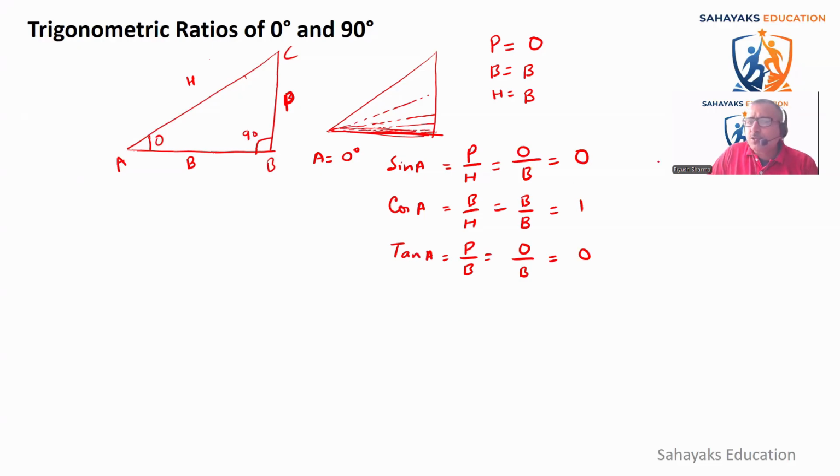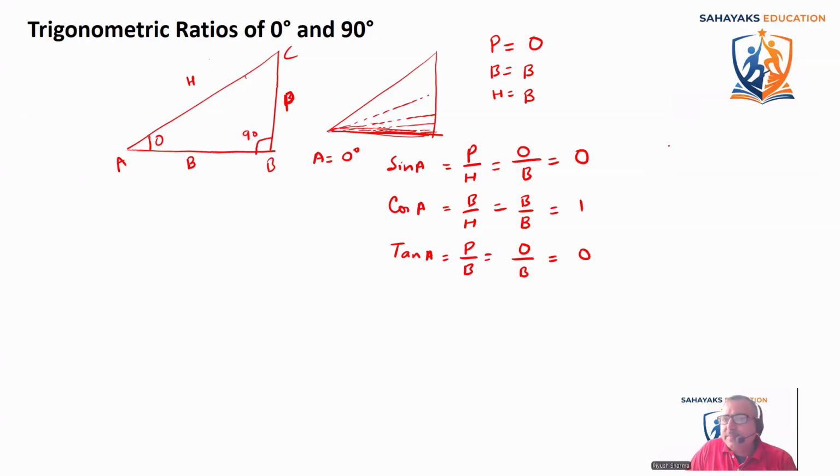Now we also know that cosec is the reciprocal of sine. So that will be equal to 1 by 0. When we say 1 by 0, we know that it is not applicable, or we can say it will come out to be infinite or not applicable.